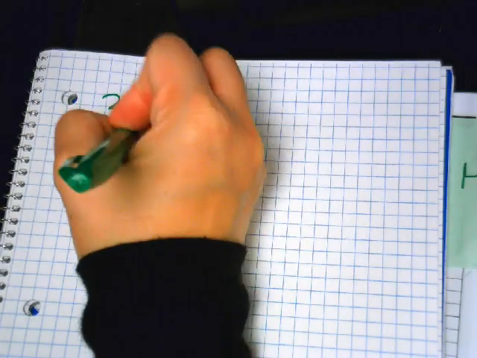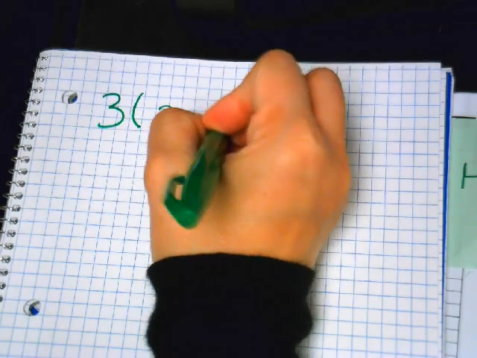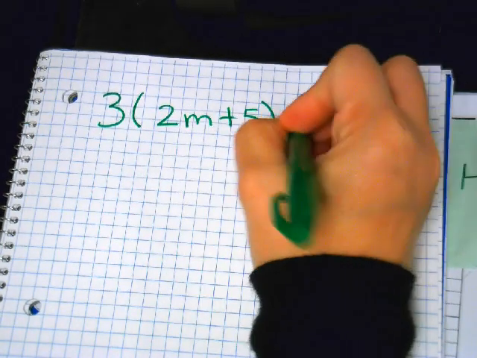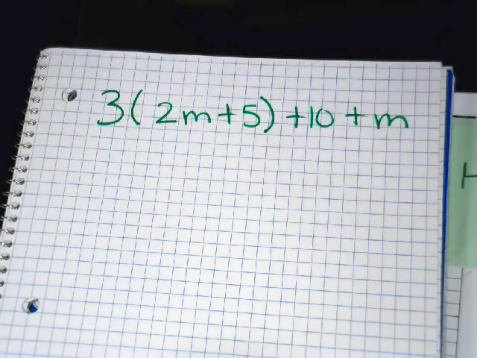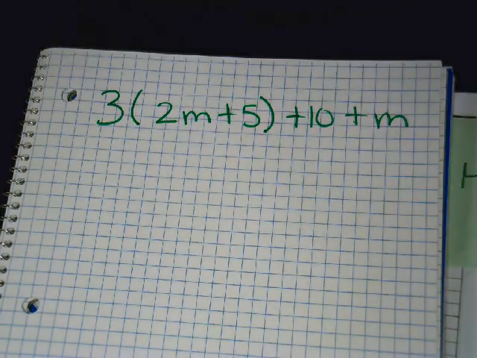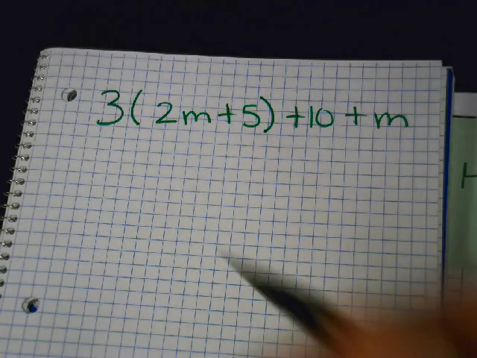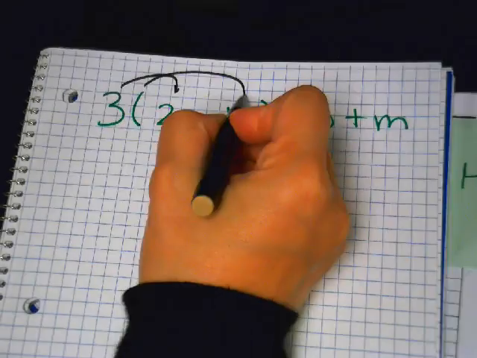3 parentheses 2m plus 5 plus 10 plus m. It's all parentheses. What number am I going to distribute? The 3. So I'm going to distribute the 3 first.